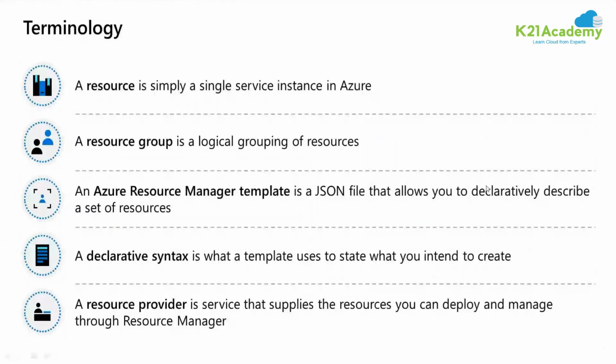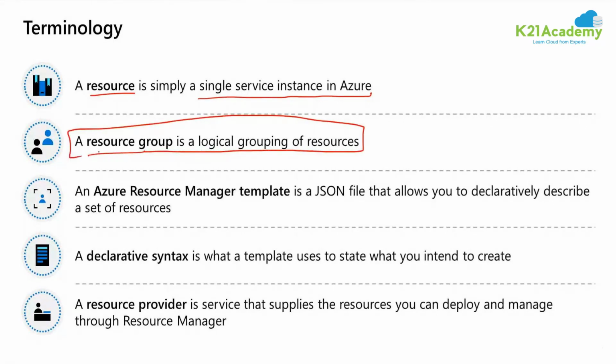Now there are different terminologies that are there. First of all, resource: it's simply a single service instance in Azure. Resource group is a logical grouping of resources, right? So why will a resource group get created? First of all, as we know, the first resource that will get created is the resource group. Inside that you are creating multiple resources, r1, r2, r3, like this, right? So it's a logical grouping of multiple resources.